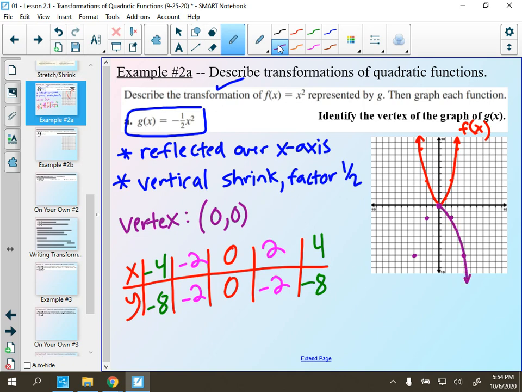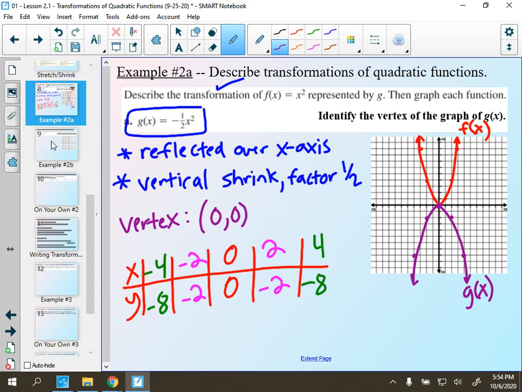So we end up with a graph. We'll label it g of x. It's slightly wider, which means it got shrunk vertically, so this one kind of got flattened out. It got reflected over the x-axis, so this one now is down here. It's opening up the other way. We've graphed both, we've described the transformation, we've identified the vertex, both graphs are labeled. I think we're in good shape.